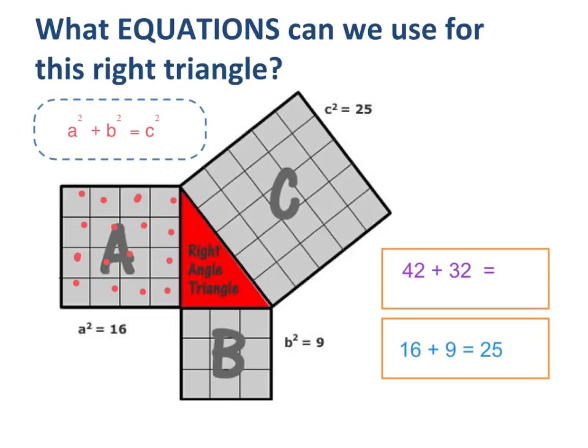If 16 plus 9 didn't equal 25, then I know this is not a right triangle because a squared plus b squared did not equal c squared. So we can use the Pythagorean theorem to check, is it actually a right triangle? So let's have you practice on your own.